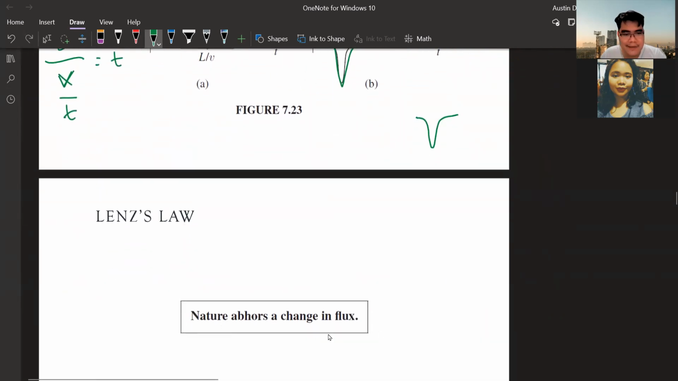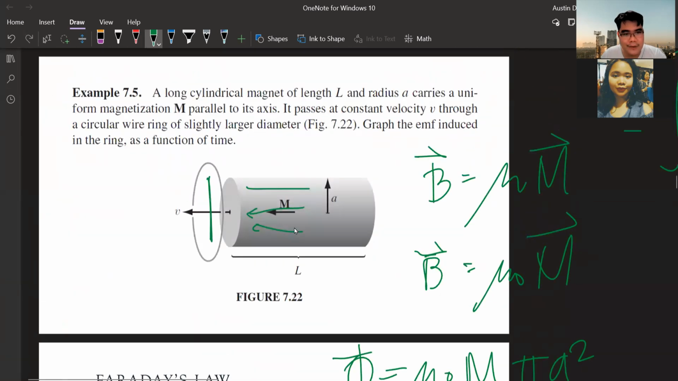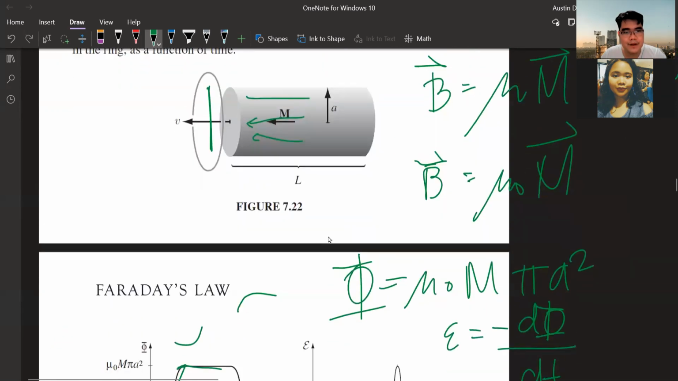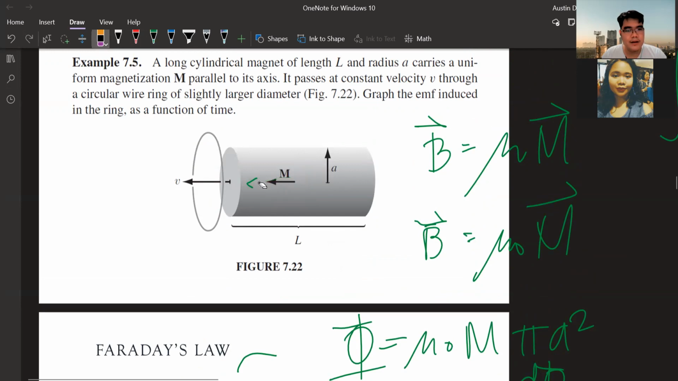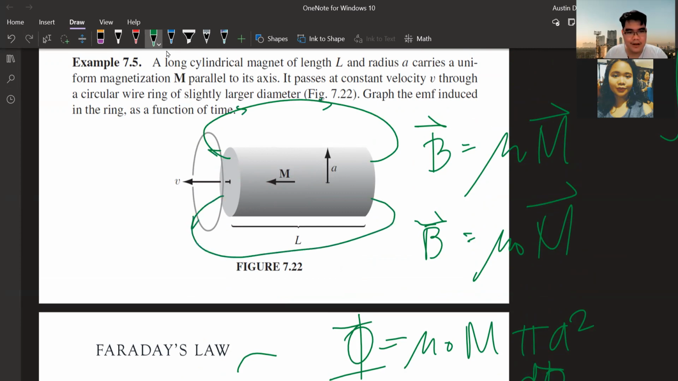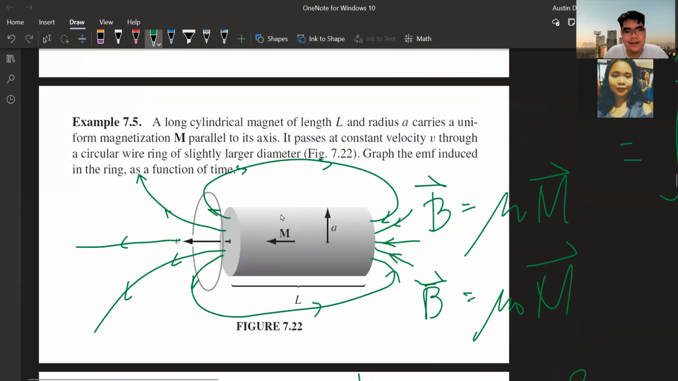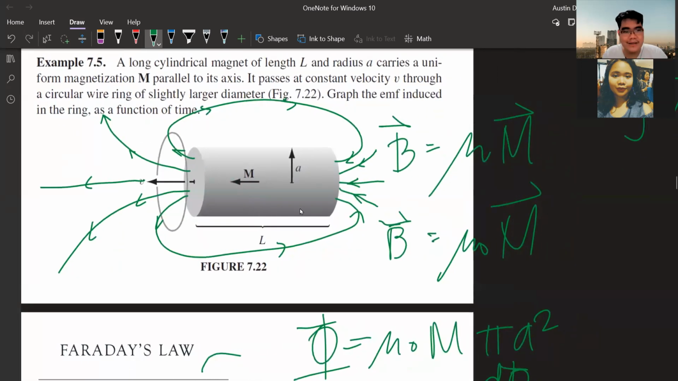So, tingnan natin ngayon kung paano natin ma-apply itong nature abhors a change in flux dito sa example na to. Okay? Okay. Tingnan natin. Drawing muna natin yung magnetic field nitong bagay na to. Pag drawing mo yung magnetic field nitong bagay na to, ganyan siya. Okay. Ganyan siya. Assuming nyo na lang maganda drawing ko. So, in this side, pag ganun pa rin. Yan. So, ito yung itsura ng magnetic field nito, no? Okay? Not very pleasing to look at.